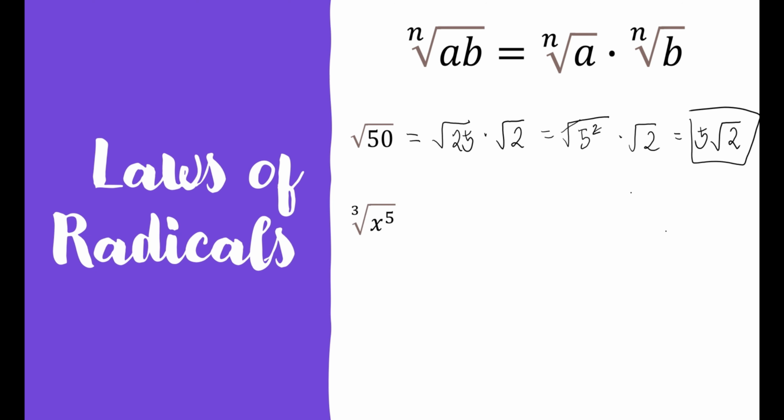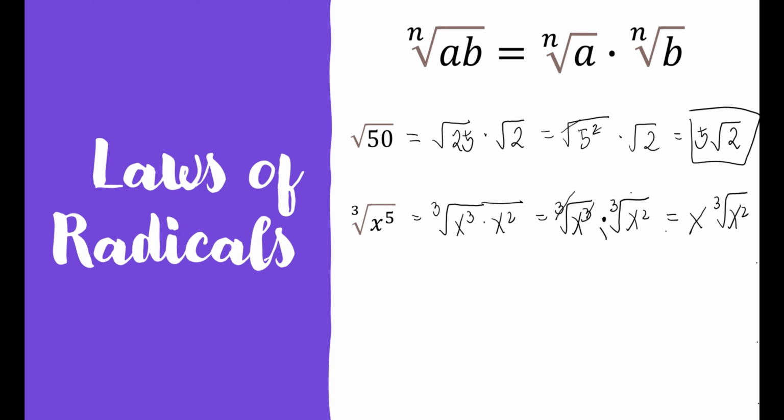Second, cube root of x raised to 5. X raised to 5 can be factored into x cubed times x squared, because x cubed times x squared is equal to x raised to 5. Applying the laws of radicals, we may write this as the cube root of x cubed times the cube root of x squared. Using the first law of radical, we may cancel this out, so x will remain, and cube root of x squared.